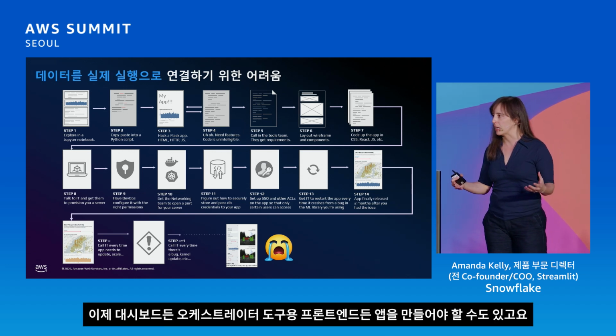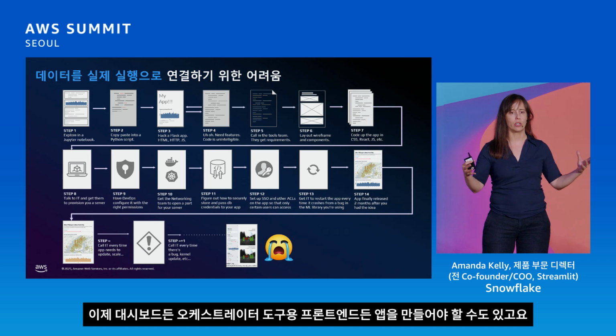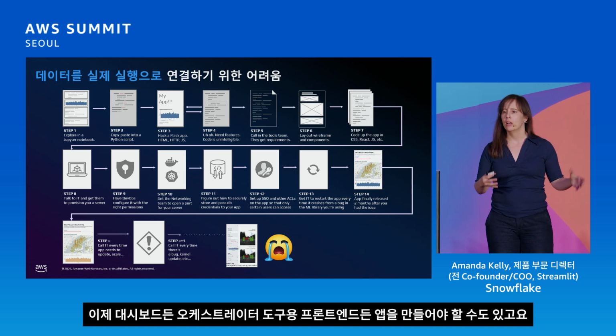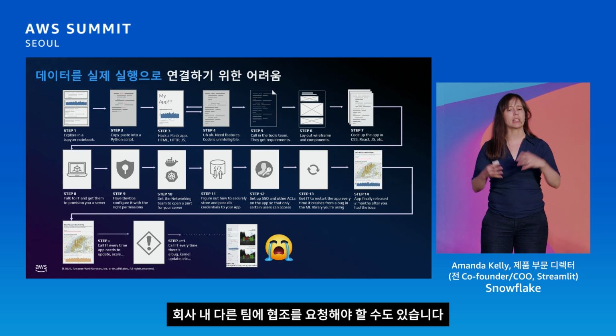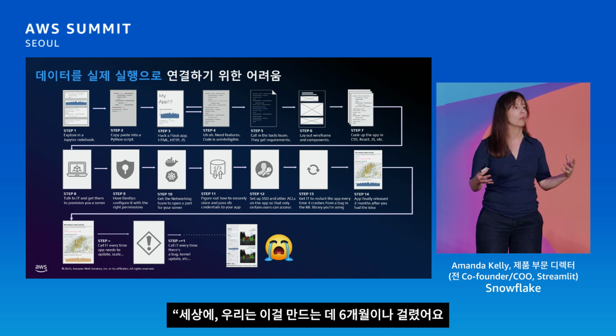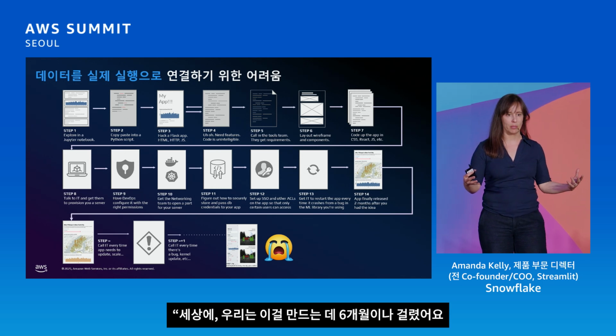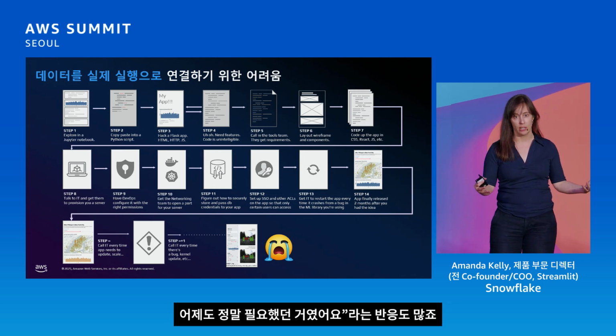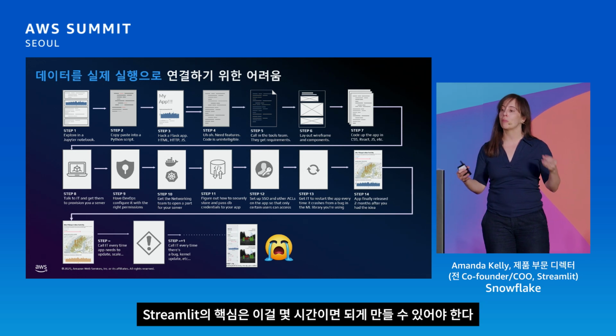Maybe you've decided you need to make an app, whether it's a dashboard or a front end for your orchestrator tool. Now maybe you have to call a different team in your company. This entire process can often take months. And we talk to companies all the time that say, oh my goodness, it took us 6 months to build this thing that we need, and we needed it yesterday. And the whole idea is, within Streamlit, can we make that hours?